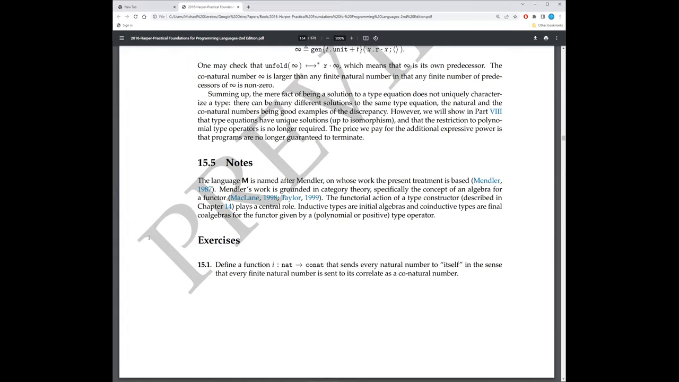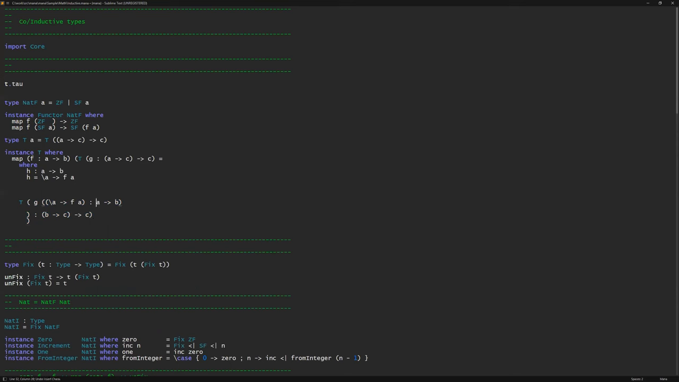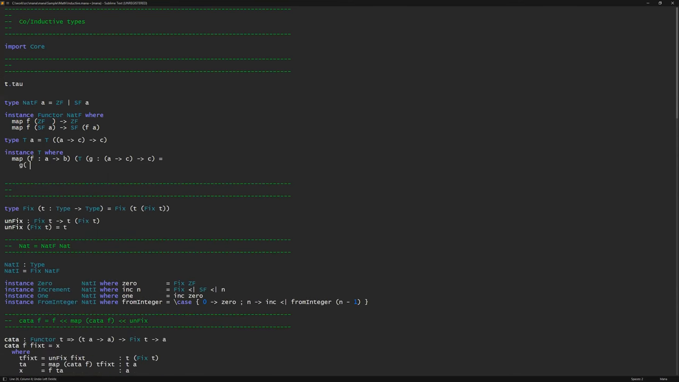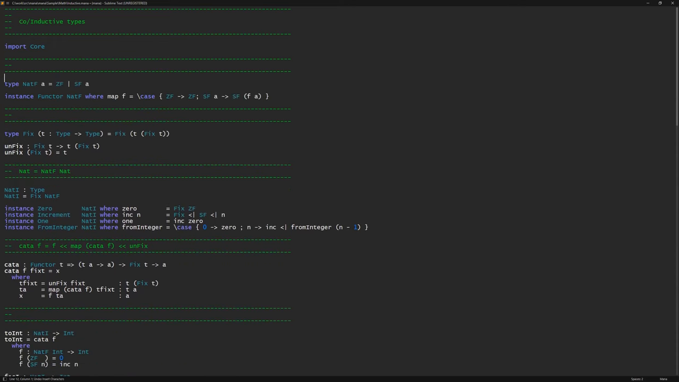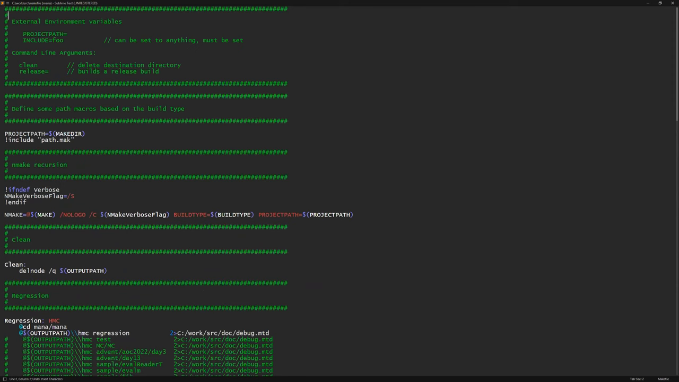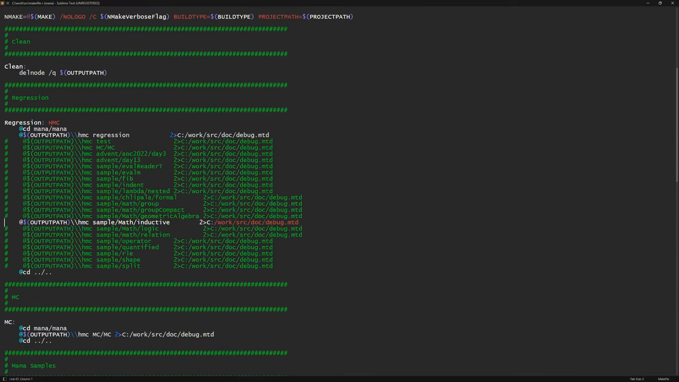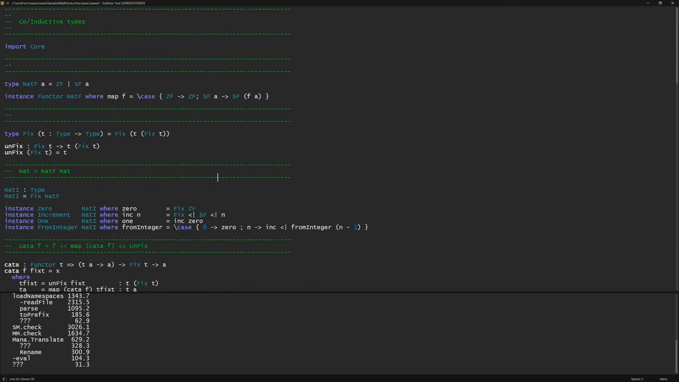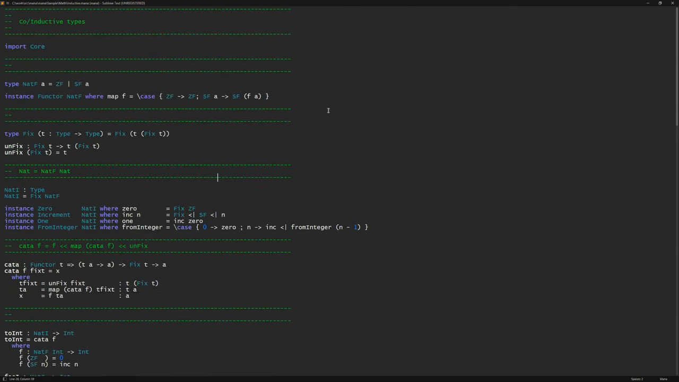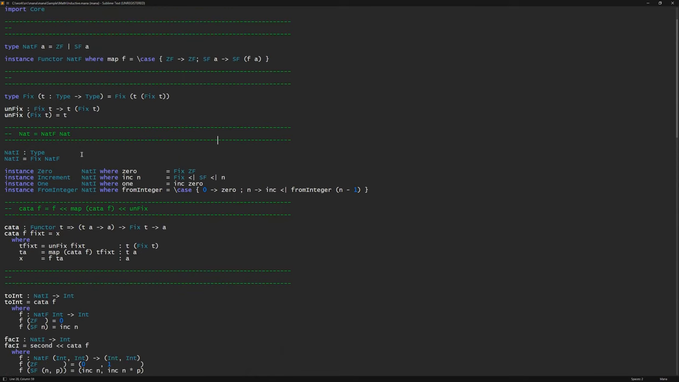Okay, so I'll give you code examples, which was that file that I was looking at before. Let's go back to the original. Okay, sorry, let's actually run this inductive. Okay, so it type checks. So let's go down here.